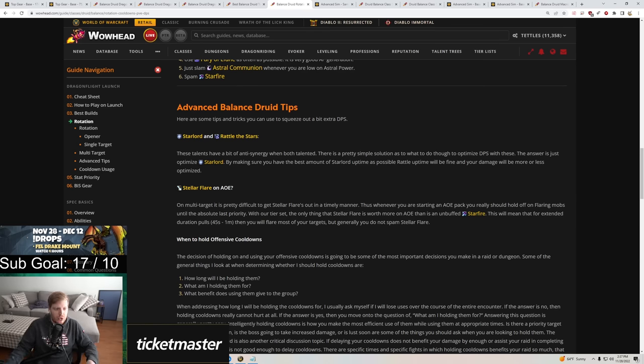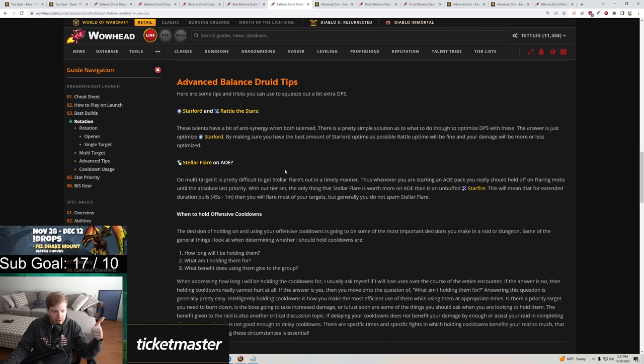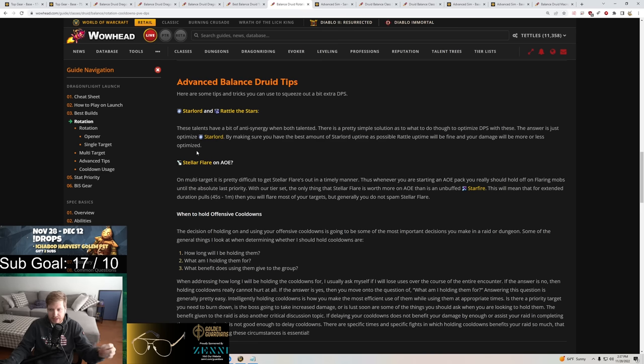So the talents that do change our rotation are Stellar Flare, Star Lord, Rattle of Stars, and Waning Twilight. Those are the only talents that actually change how you play. And I had to write about 3 out of 4 of these on the Wowhead Guide because I thought that they warranted writing about.